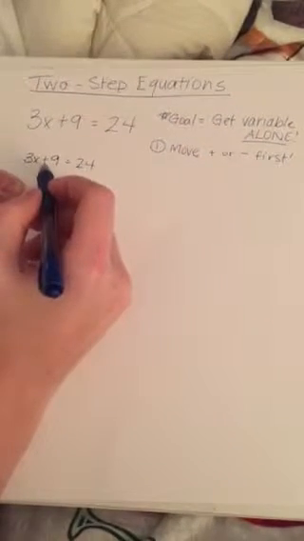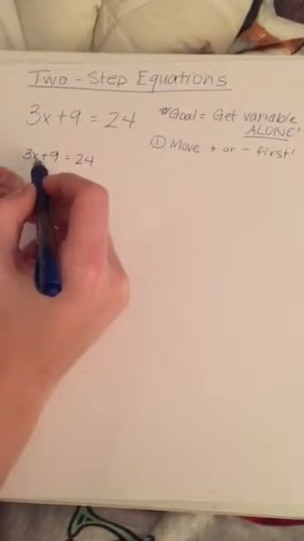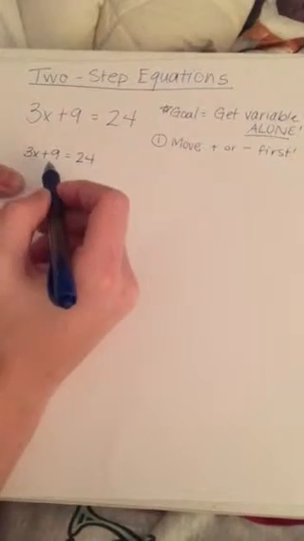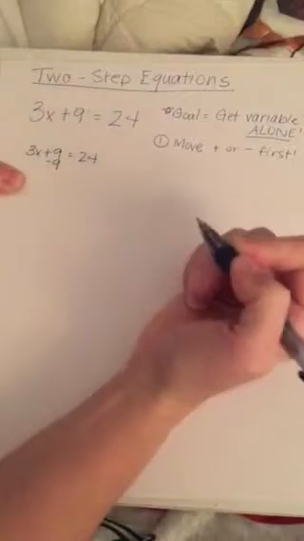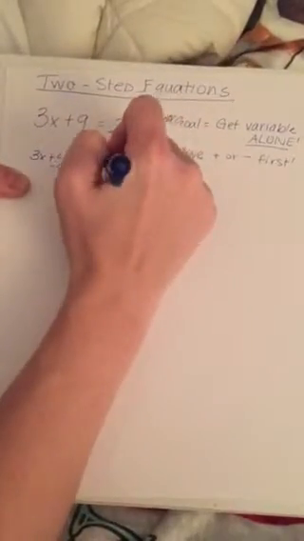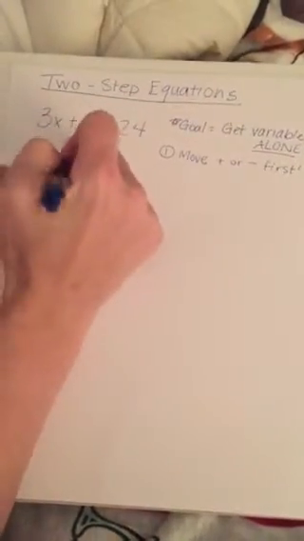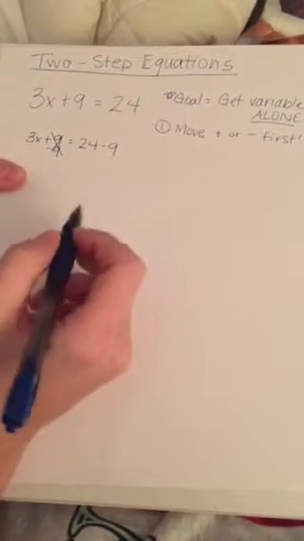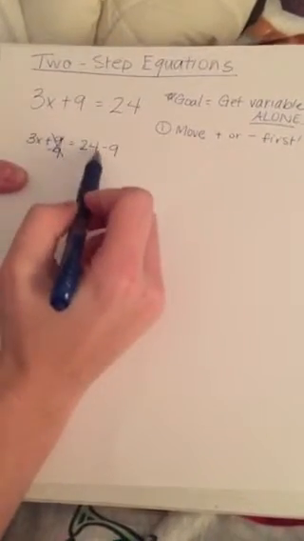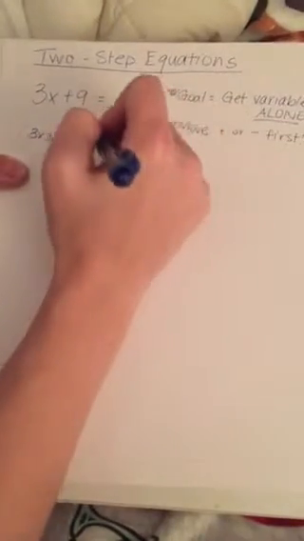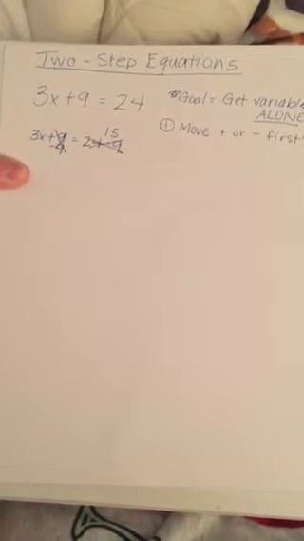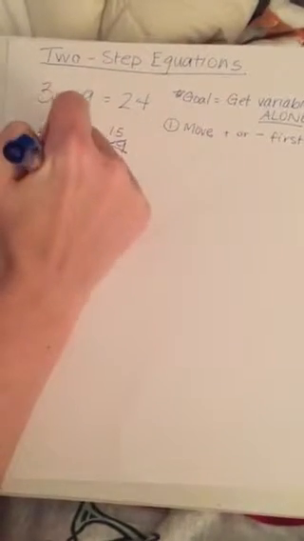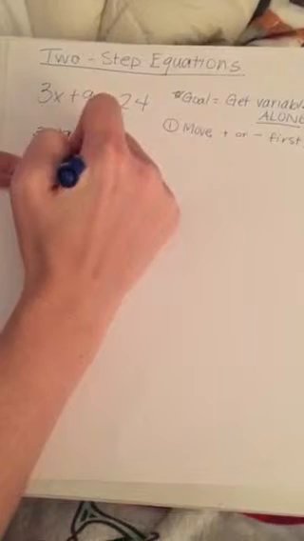Since the 9 is held to the 3x by addition, we have to subtract. You have to do the opposite, the inverse. So we're going to subtract 9 from both sides. And on this side that's going to cancel those out. And over here we have 24 minus 9. So 24 minus 9 equals 15. Okay, so now we're going to rewrite our problem to make it a little bit prettier.